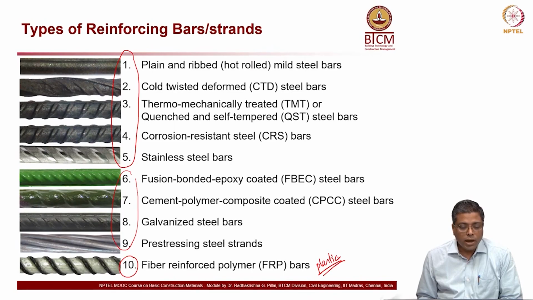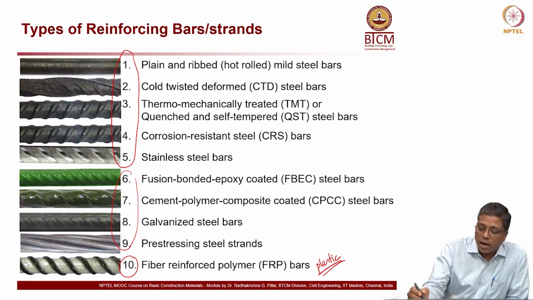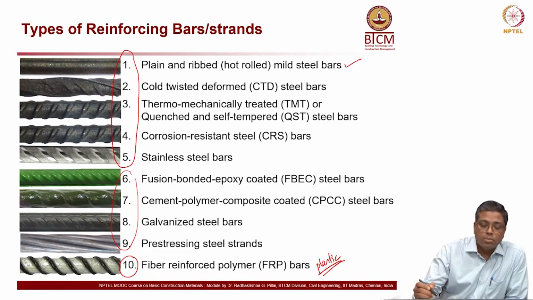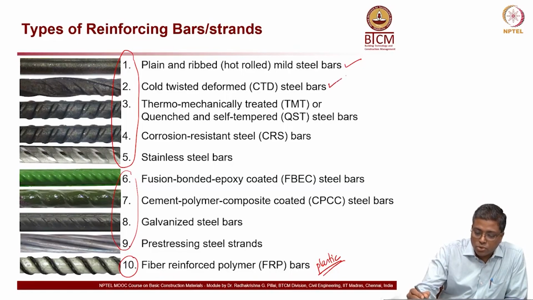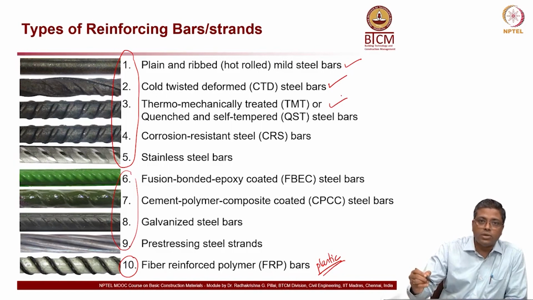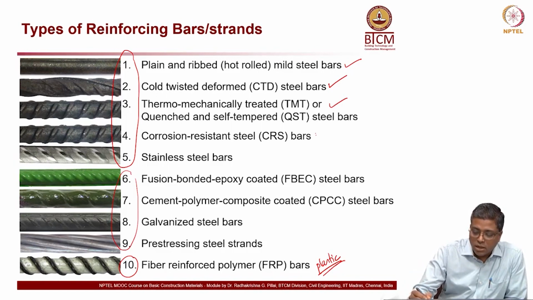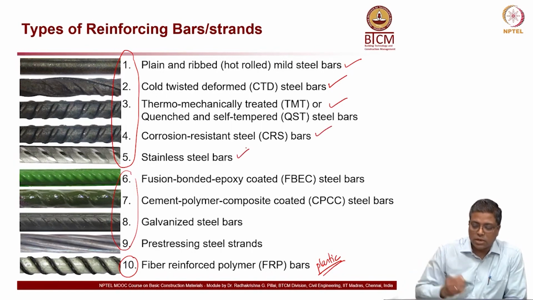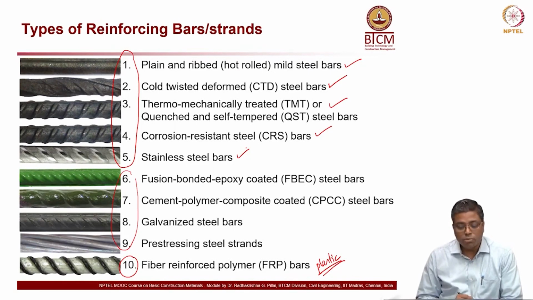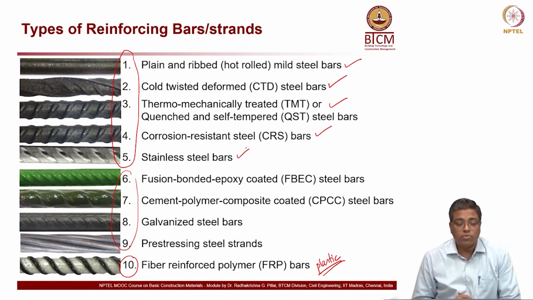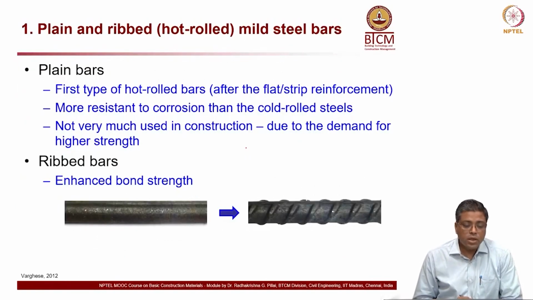Now, item 1 is plain and hot rolled or mild steel bars. 2 is cold twisted rebars. Number 3 is the one which is widely used today, TMT bars. Then corrosion resistant bars and stainless steel rebars. These are the 5 types of reinforcement which we are going to look at in the coming slides. Now, plain and ribbed or hot rolled mild steel bars.